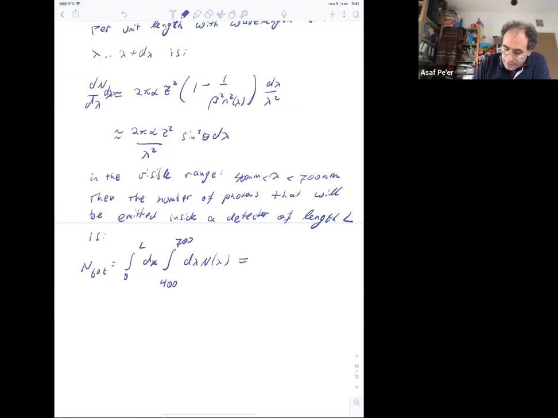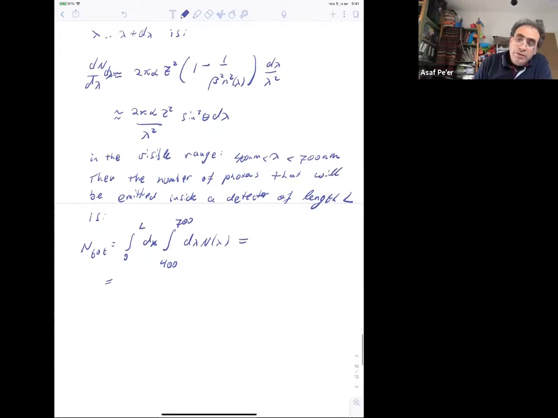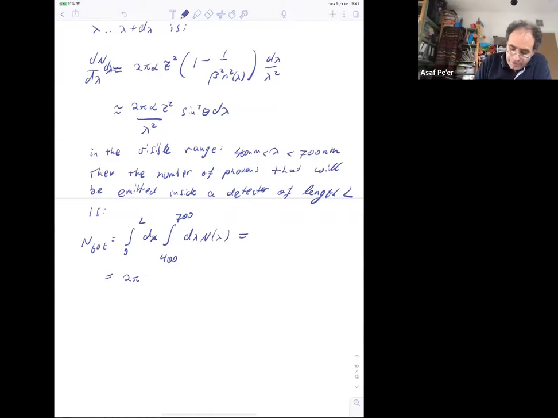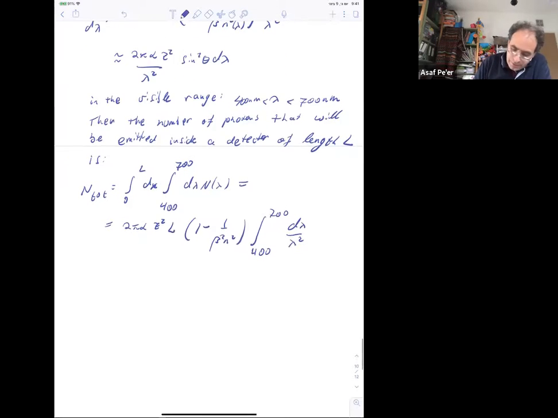right? This is just 2 pi alpha z squared L times 1 minus 1 over beta squared n squared, integral from 400 to 700 nanometers d lambda over lambda squared, which is just 2 pi alpha z squared L, 1 minus 1 over beta squared n squared, times 1 over 400 minus 1 over 700.